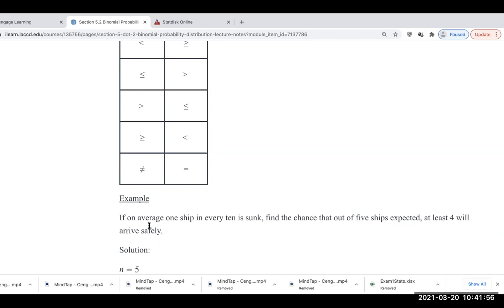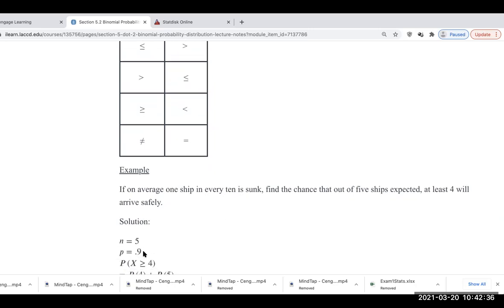Success in this case is that the ship will arrive safely. Notice that one of them says the ship is sunk, the other that the ship arrives safely. It's probably easiest to formulate this where success is that the ship arrives safely. Therefore, since 1 ship in every 10 is sunk, then 9 ships out of every 10 arrive safely. So the probability of success is 0.9. I want to find the chance that at least 4, so greater than or equal to 4.